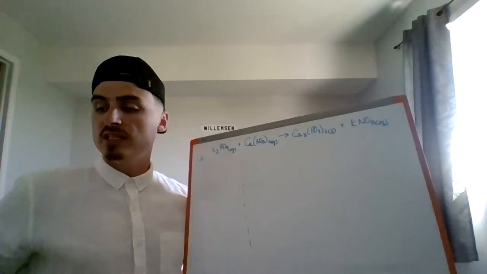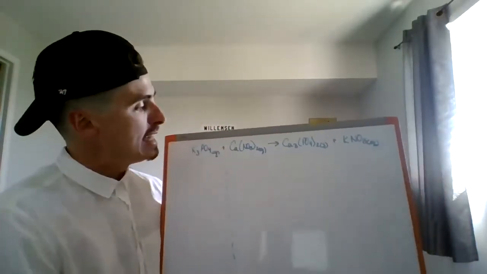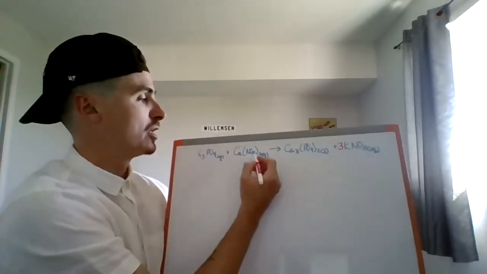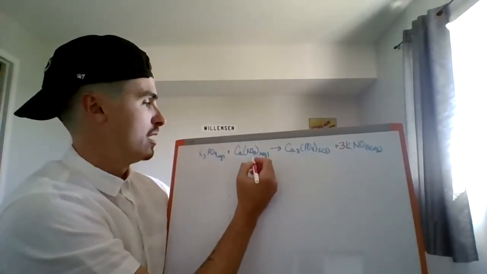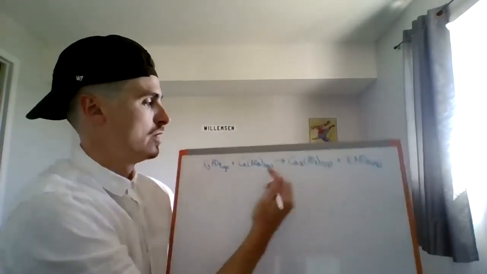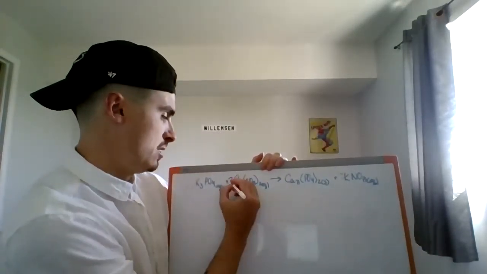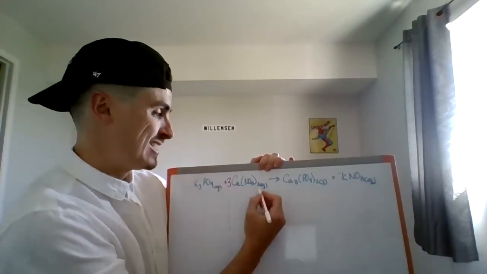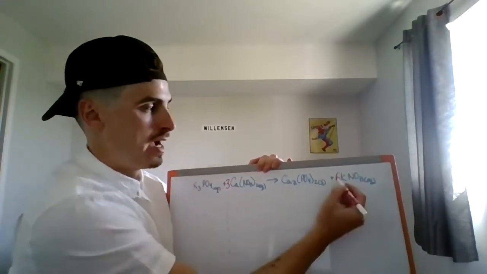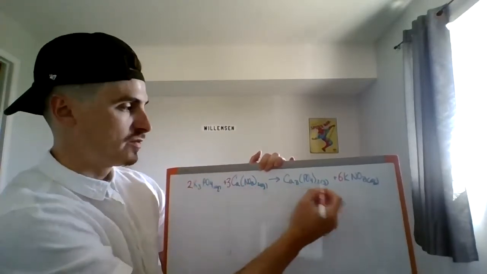So let's figure out what we can do. First thing that we need to do when doing stoichiometry, now that we have our chemical equation, is balance it. 3 potassiums, 3 here, 3 nitrates. I've got 3 calciums here, I got 1 here. Let's put a 3 there. I now have 6 nitrates, so I got to put a 6 here. I've got 6 potassiums. I have 3 here, 2 there, 2 phosphates, 2 phosphates.